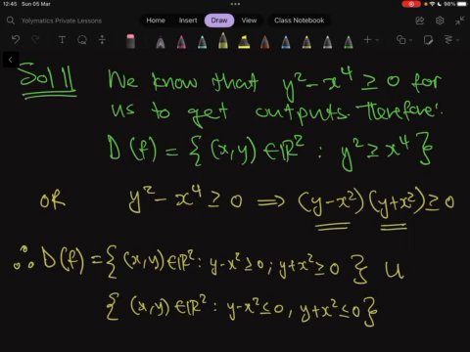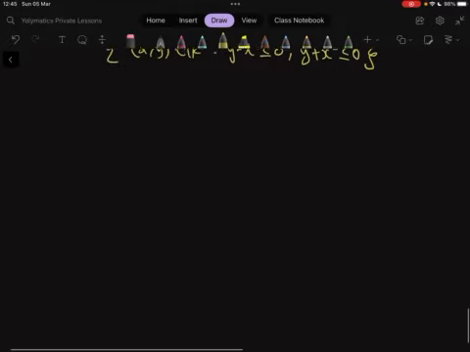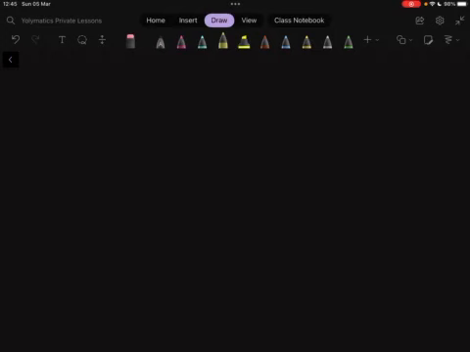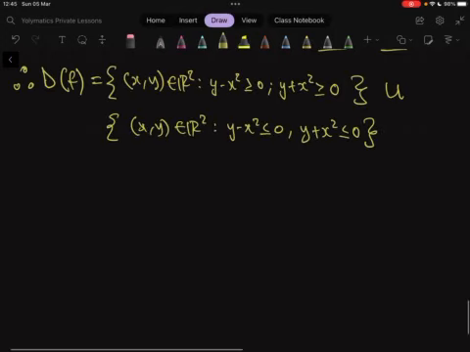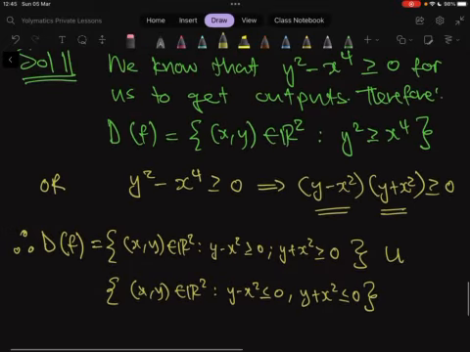But now, let's say we want to sketch that. So how can we sketch that? To sketch this function, we can make use of this second version of the domain, because the first one carries a curve that can give us a hard time in sketching.